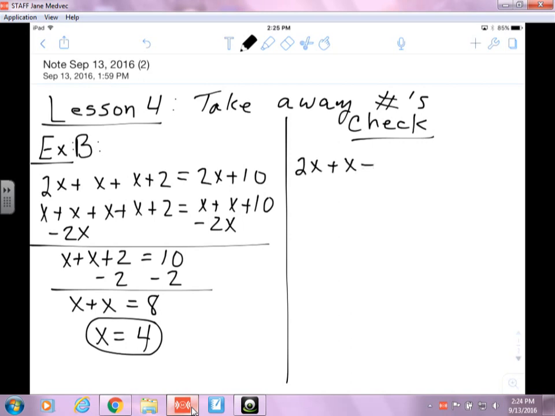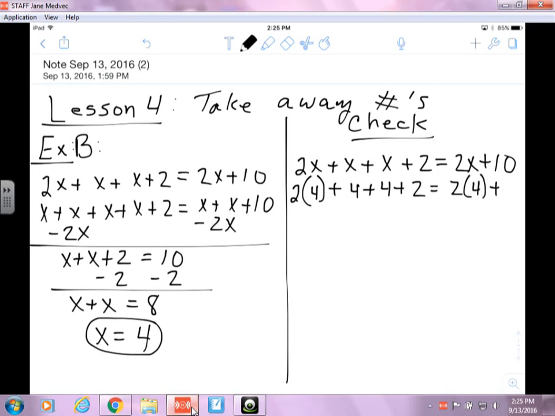So 2x plus x plus 2 equals 2x plus 10. And then I take out my x and I put in a what? Yes, I put in a 4. So I'm going to take it out, and make sure you use your parentheses, at least when you've got two numbers next to each other, right? Okay? Now, what do I do next? When I use order of operations, what would be my next step?